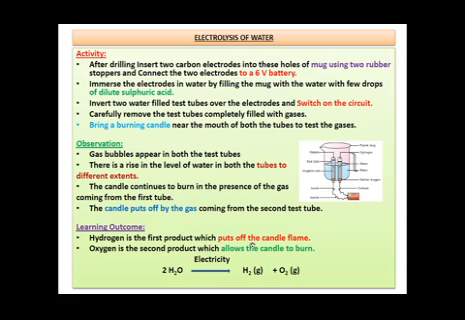When the burning candle is brought near the mouth of the test tube from which gas is evolving, the candle flame is put off, and the second test tube contains oxygen. It is evolving oxygen which allows the candle to burn, and the whole of this process is summed up in this particular reaction where water is decomposed into hydrogen and oxygen, and this happens in the presence of electricity.